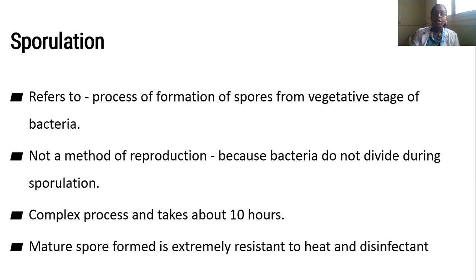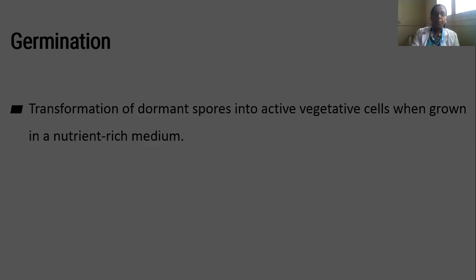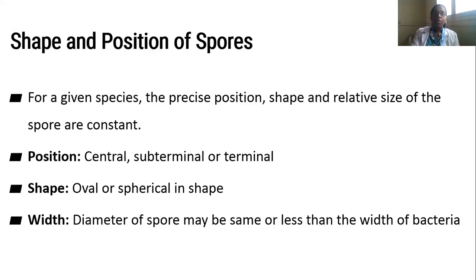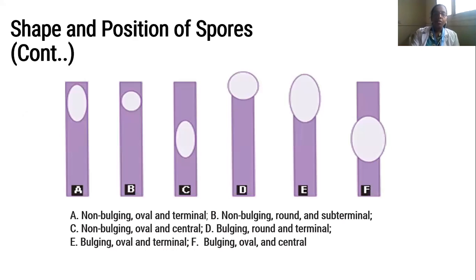It's a complex process and it takes about 10 hours. It is highly resistant to heat and disinfection. When the favorable condition returns, they can revert back to the vegetative cell. Based on the shape and position, we have the central, terminal and subterminal spores. They can be bulging or non-bulging. So these are the terminal, central, subterminal, bulging and non-bulging.